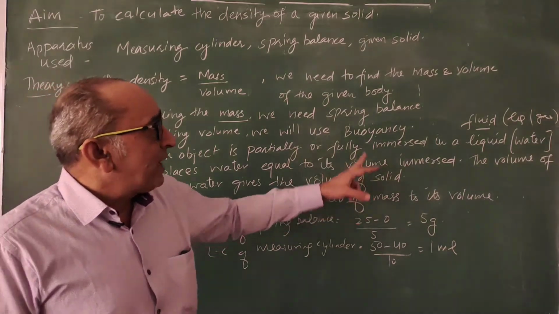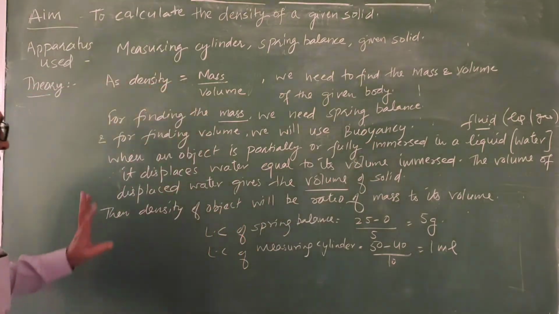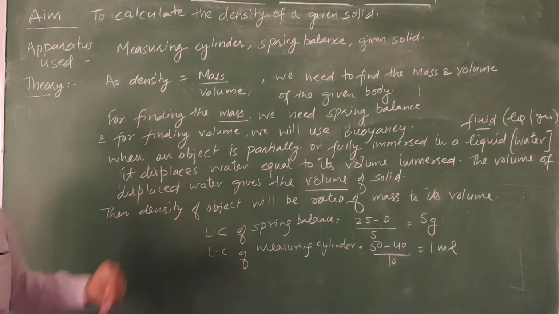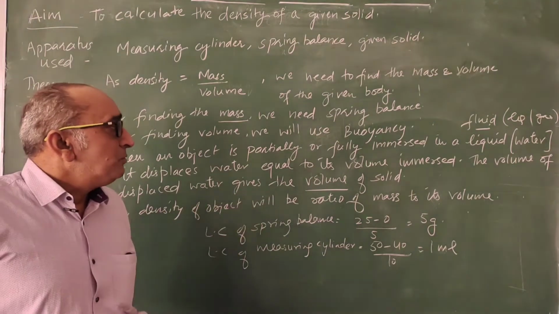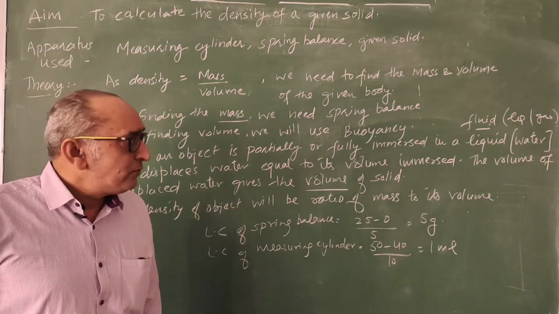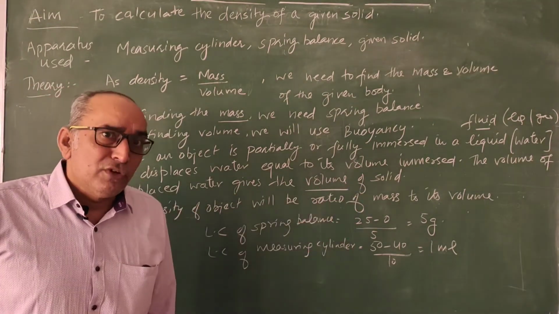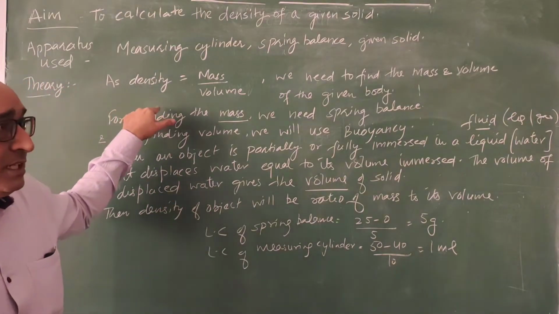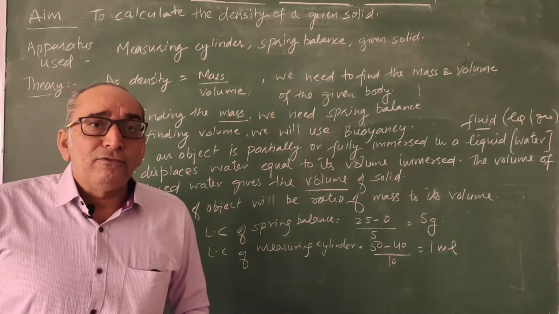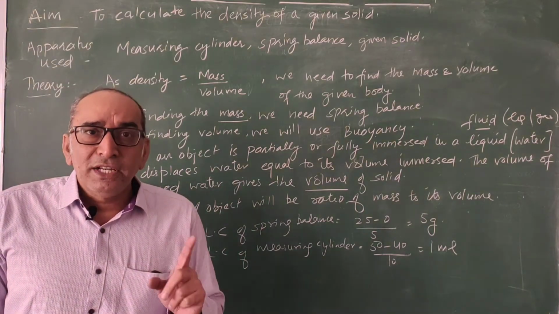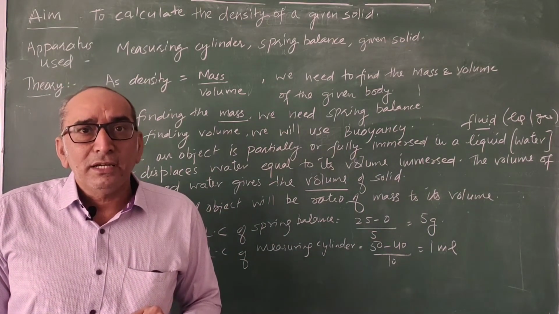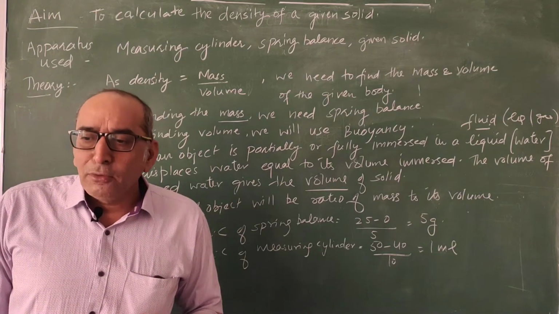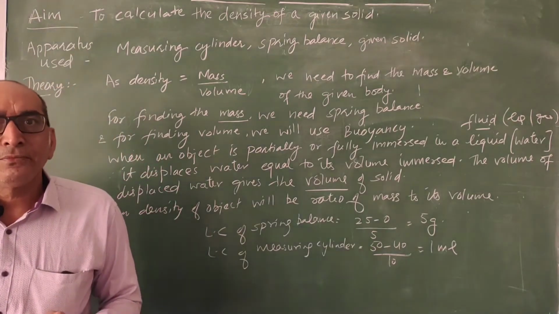In this way we can find mass and volume. Then for finding the density, we are going to calculate the ratio of mass to its volume. And when we denote the density, we must take care of the units. Units are very, very necessary. Now moving on to the practical.